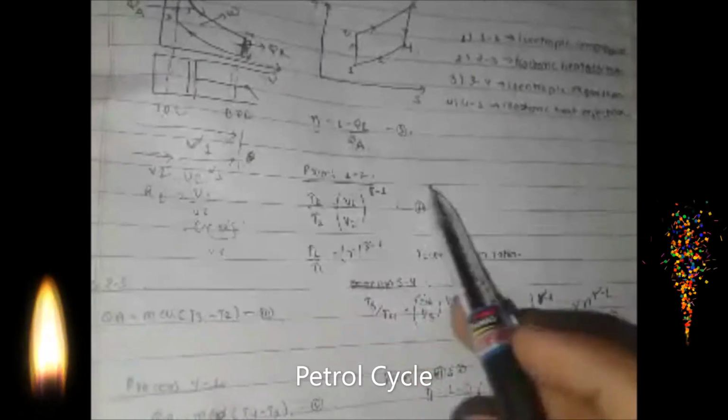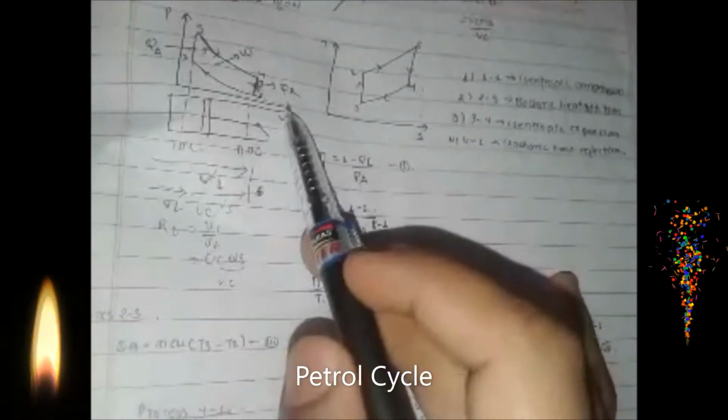Now we have to find the efficiency. We find it the same as the Brayton cycle. From process 1 to 2, T2 by T1 is equal to (V1 by V2) to the power gamma minus 1, because it is isentropic. Here we use the isentropic relation, and V1 by V2 is our compression ratio R.